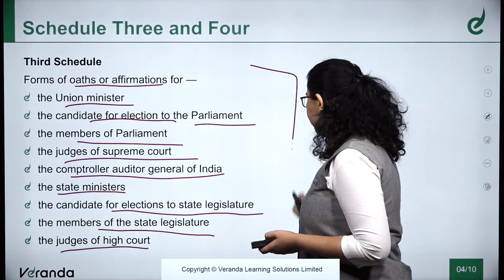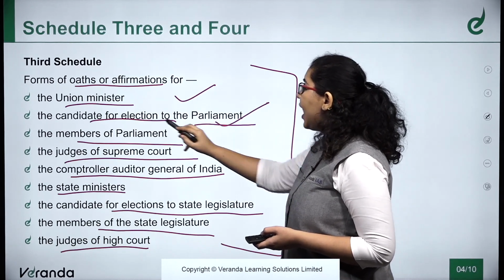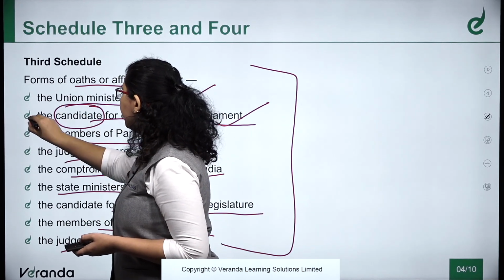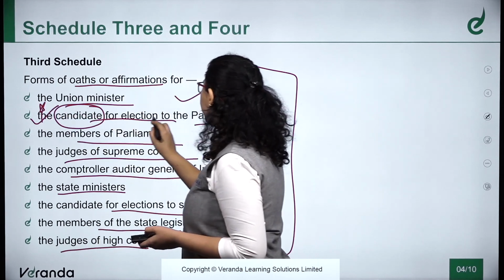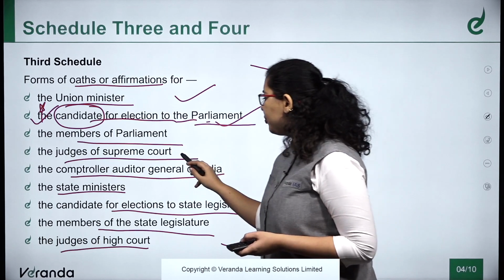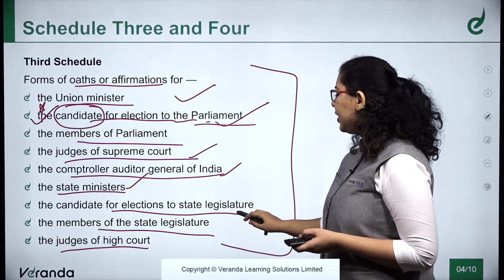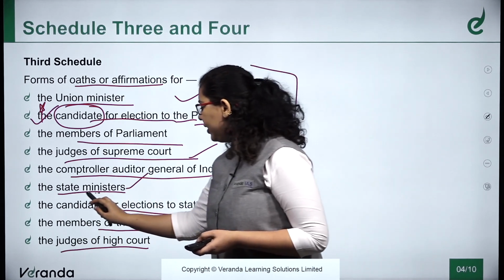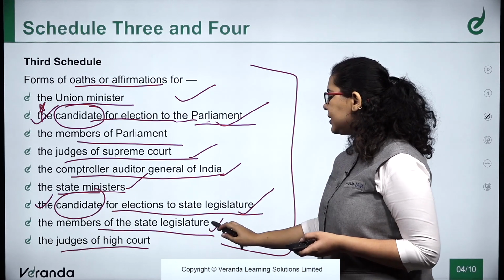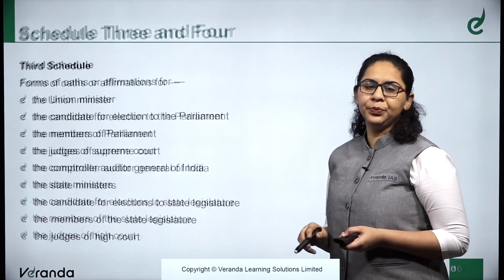Please remember these names as well. Union Minister, members of Parliament, candidates for election to Parliament as well. Remember, very important. Candidates for election to Parliament also are there in third schedule. The judges of Supreme Court, Comptroller and Auditor General, state ministers, candidates for elections to state legislatures as well, because this is the point which we can forget. The members of state legislature and the judges of High Court. These all are included in third schedule.